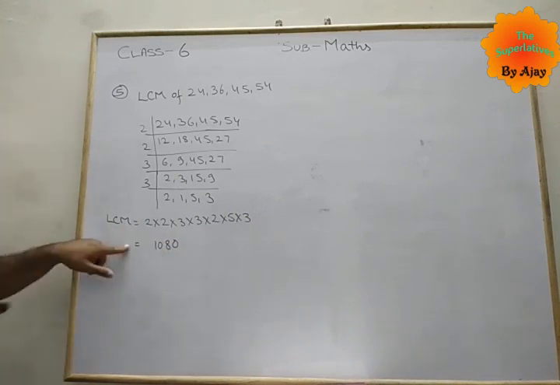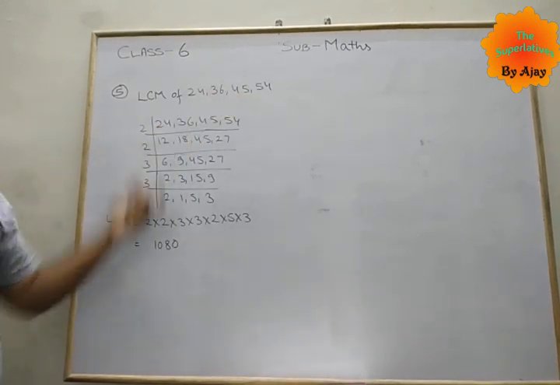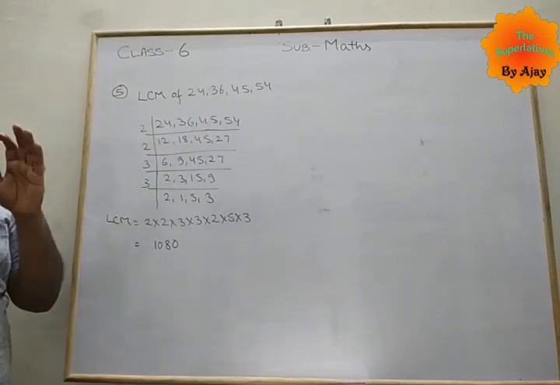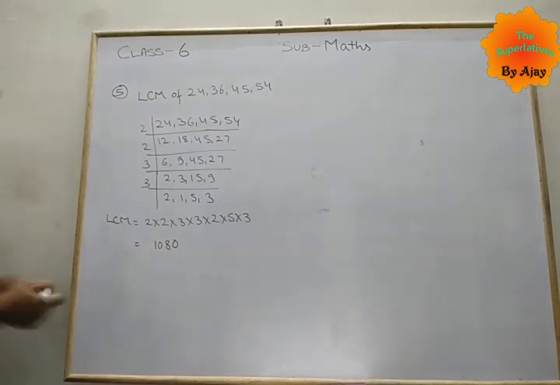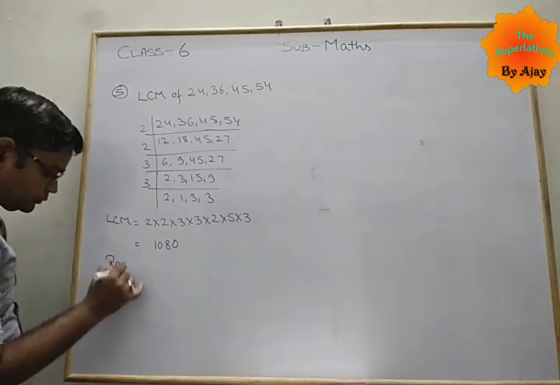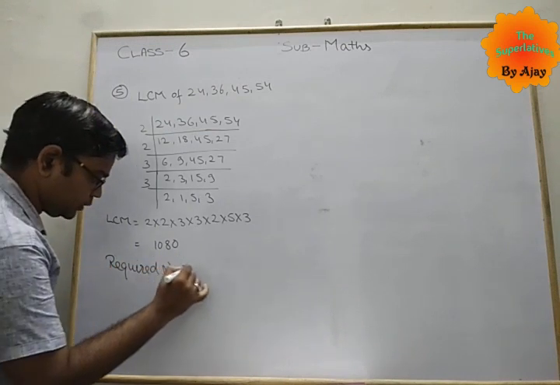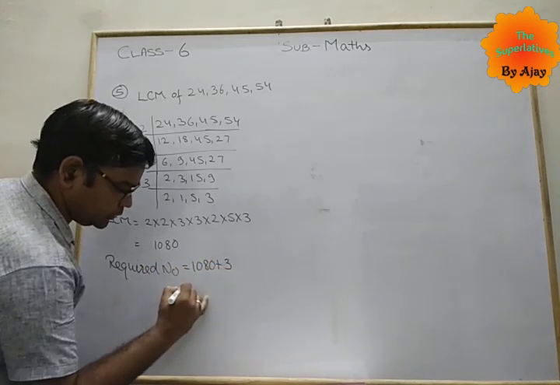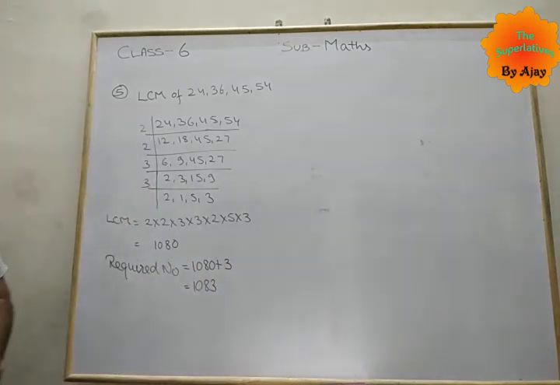This number is divisible by all of these. But the question says that when we divide by these numbers we have a remainder, so that number must be 3 greater than 1080. So the required number equals 1080 plus the remainder 3, which is 1083. This is the answer to question numbers 1 to 5.